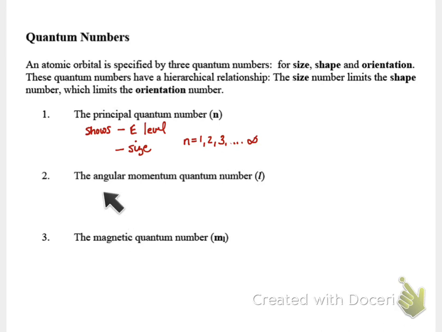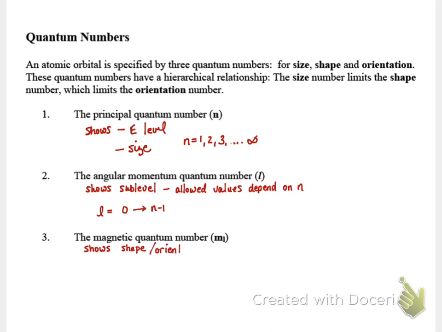The next quantum number is the angular momentum quantum number, which has the symbol ℓ. It's usually written as a scripty ℓ. ℓ shows sublevel, or shape, and the allowed values for ℓ depend on n. So it can go from 0 up to n minus 1.